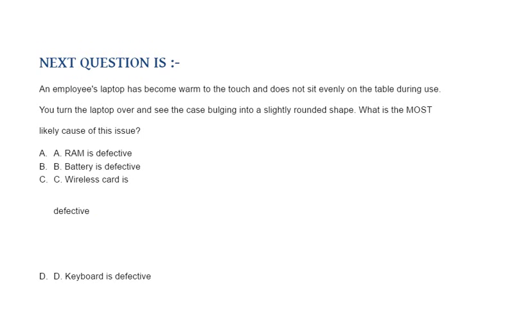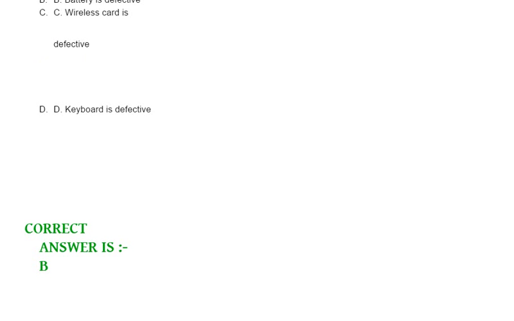Next question is, an employee's laptop has become warm to the touch and does not sit evenly on the table during use. You turn the laptop over and see the case bulging into a slightly rounded shape. What is the most likely cause of this issue? Option A. RAM is defective. Option B. Battery is defective. Option C. Wireless card is defective. Option D. Keyboard is defective. Correct answer is option B.